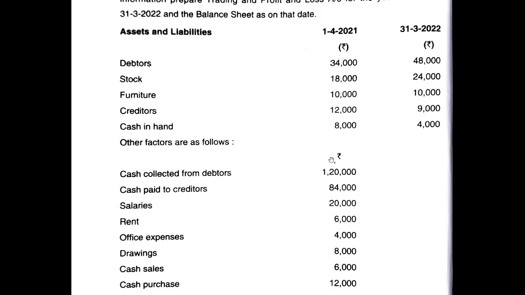Coming on to section C. In section C, again they had asked 5 questions. In the first question I am displaying, you have to prepare the trading and P&L account, and the second is the balance sheet. Whatever information they had given, you have to take all of it and prepare the trading and P&L account as well as the balance sheet. So this was the first section C question.